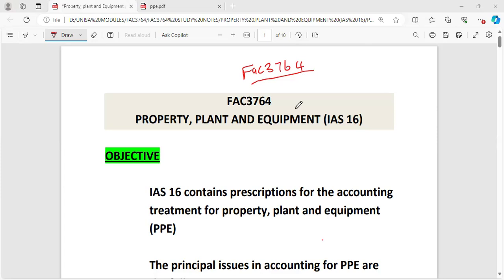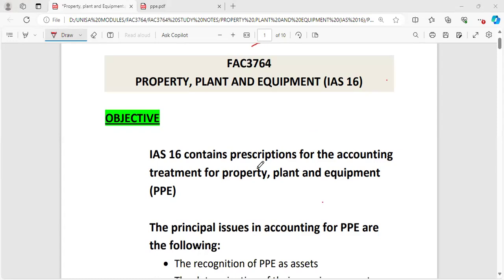We're going to look at property, plant, and equipment. Let me just admit these other guys. Okay, so I think you have a background for property, plant, and equipment, but let's go through the notes first, then we'll look at a long question.